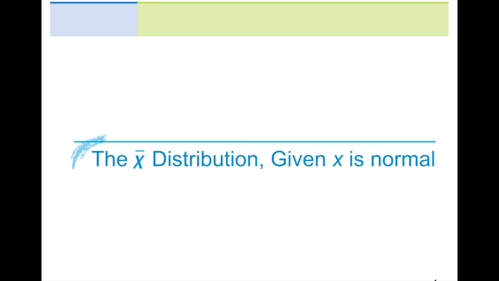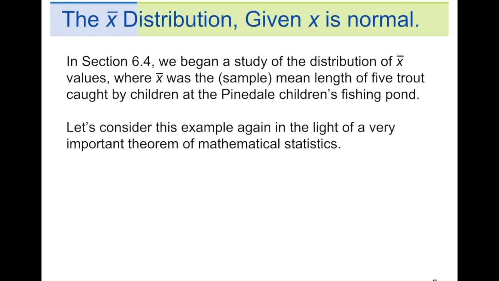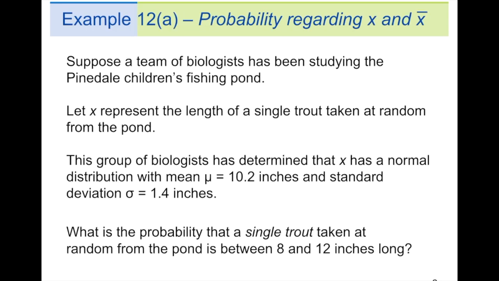The x bar distribution given x is normal. In section 6.4, we began a study of the distribution of x bar values, where x bar was the sample mean length of 5 trout caught by children at the Pinedale Children's Fishing Pond. Let's consider this example again in the light of a very important theorem of mathematical statistics. Suppose a team of biologists has been studying the Pinedale Children's Fishing Pond. Let x represent the length of a single trout taken at random from the pond.